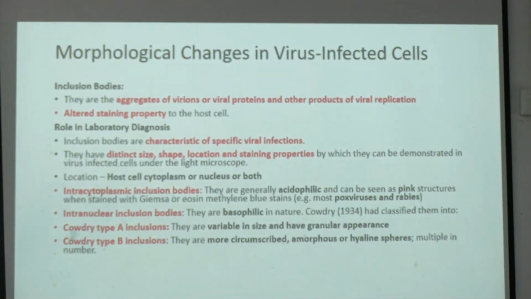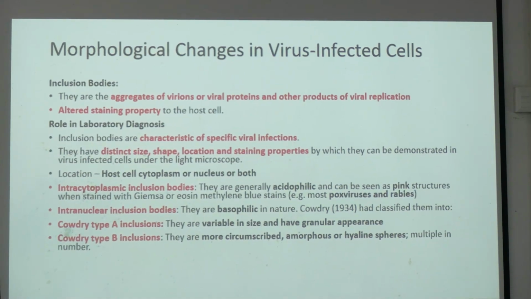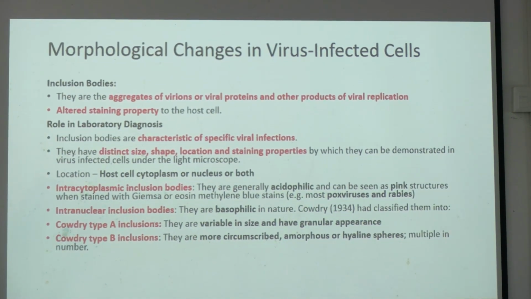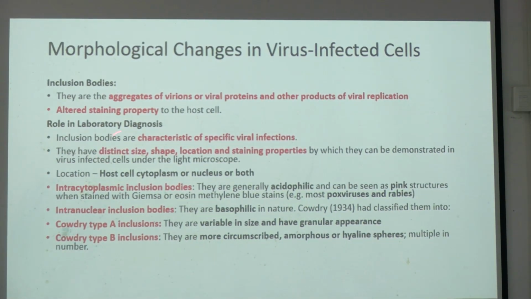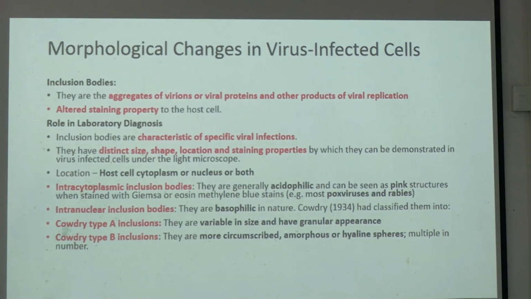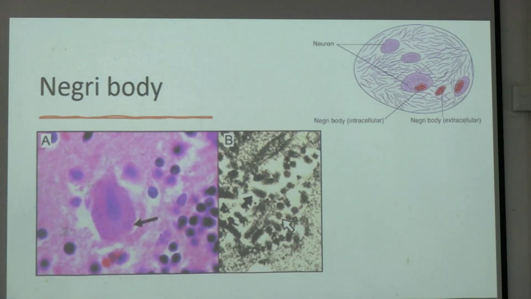ঠিক আছে? Inclusion bodies are not viruses. They are some changes inside the cell. সেটা কি জিনিস না, characteristic of specific viral infection which is distinct in size and shape and which can be classified according to their acidophilic nature or basophilic nature. ঠিক আছে? Inclusion body intracytoplasmic হতে পারে, inclusion body intranuclear হতে পারে. So we'll see what inclusion body looks like.